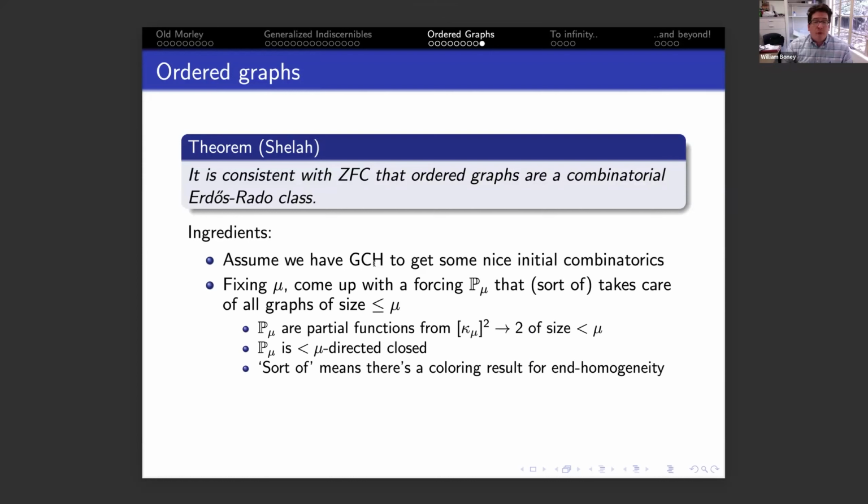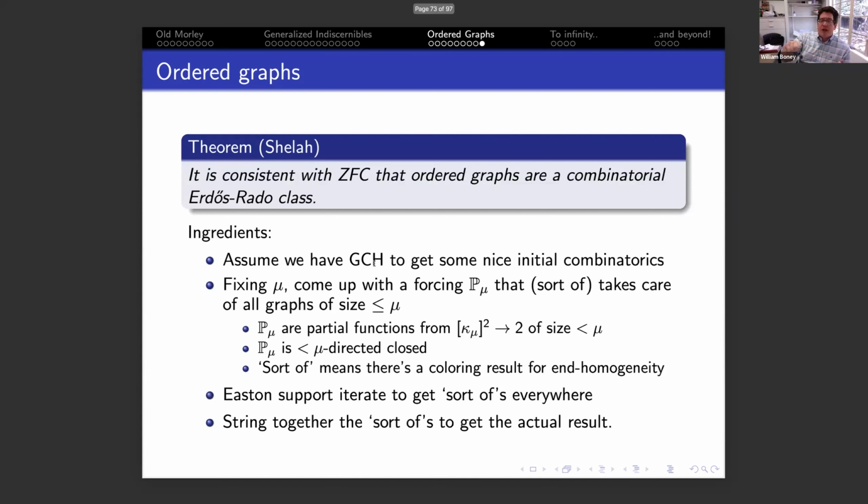So it's a really nice function. You fix some big kappa, and you're just forcing to add a graph of size kappa by less than mu sized approximations. And this sort of means that you really get not a homogeneity result, but an end homogeneity result. But once you get a bunch of end homogeneity results, you can string them together into a homogeneity result.